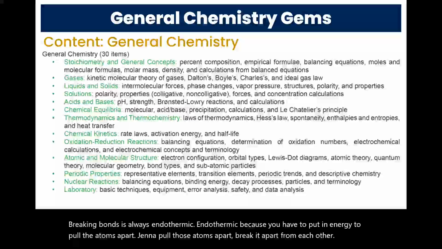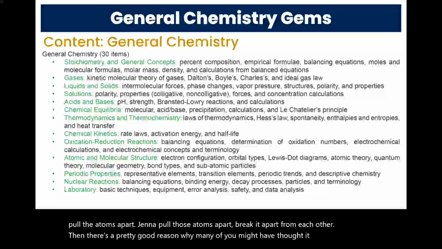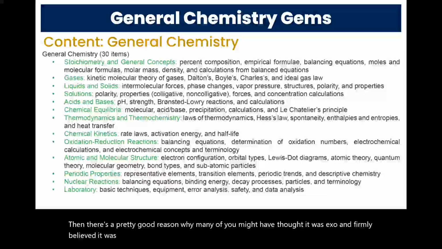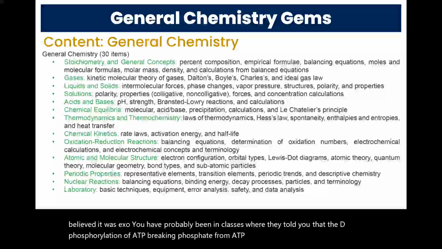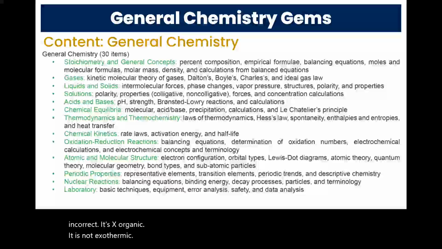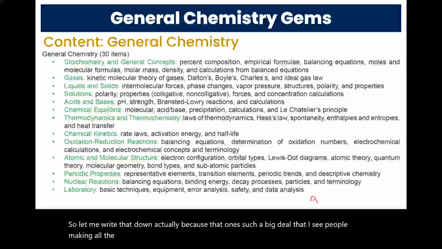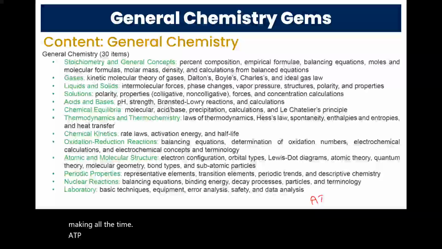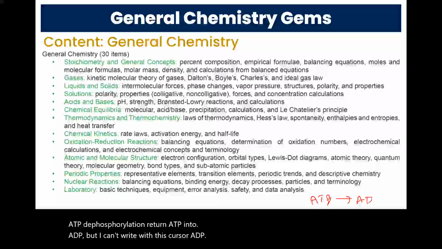There's a pretty good reason why many of you might have thought it was exo and firmly believed it. You have probably been in classes where they told you that the dephosphorylation of ATP, breaking phosphate from ATP, is exothermic, which is actually incorrect. It's exergonic. It is not exothermic. So let me write that down, because that one's such a big deal that I see people making all the time. ATP dephosphorylation, we turn ATP into ADP plus phosphate.